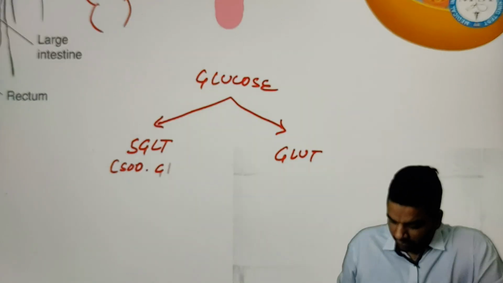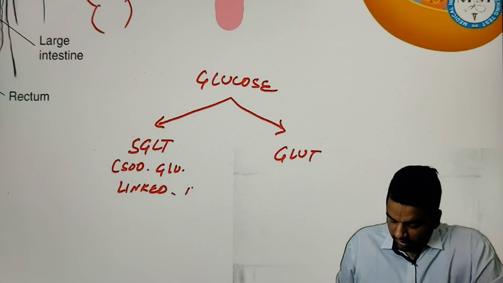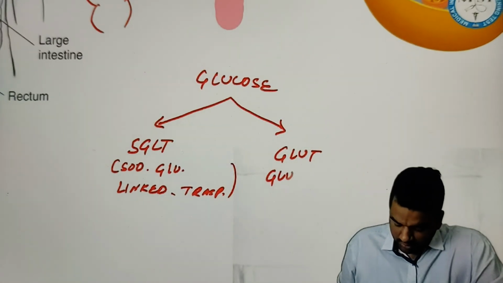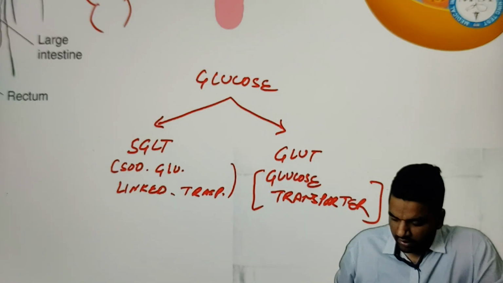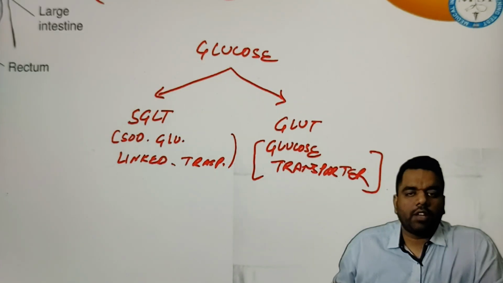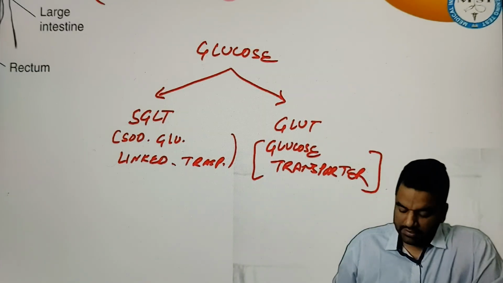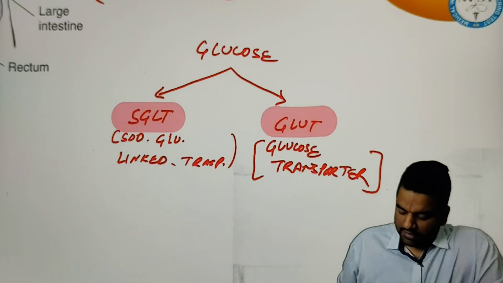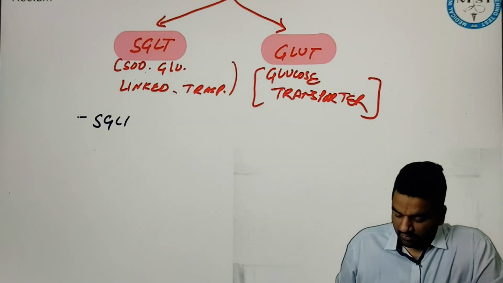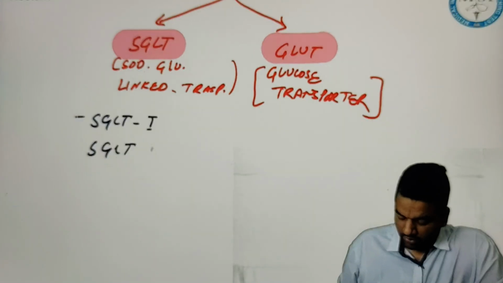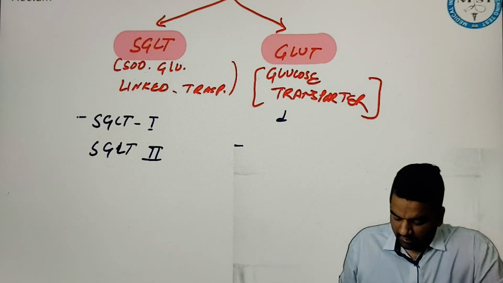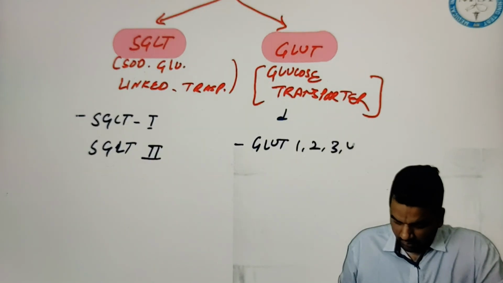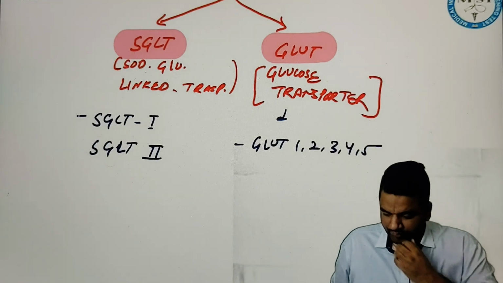SGLT stands for sodium glucose linked transporter, and GLUT is the glucose transporter. Now we know that there are two types of glucose channel, SGLT and GLUT. This SGLT is of two types: SGLT1 and SGLT2. And GLUT is of 5 types: GLUT 1, 2, 3, 4, 5.